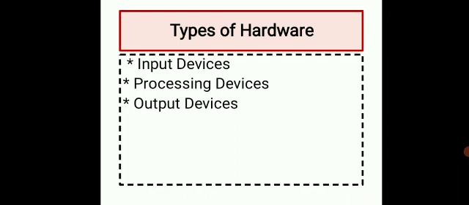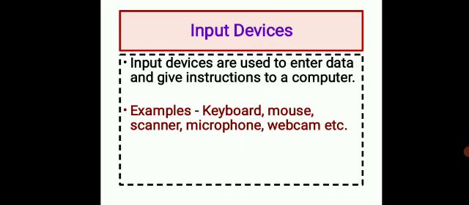Hardware of a computer is classified into three parts: input devices, processing devices, and output devices. Input devices. Input devices are special types of hardware devices that are used to input words, numbers, or pictures into a computer. Some examples of input devices are keyboard, mouse, joystick, microphone, webcam, etc.